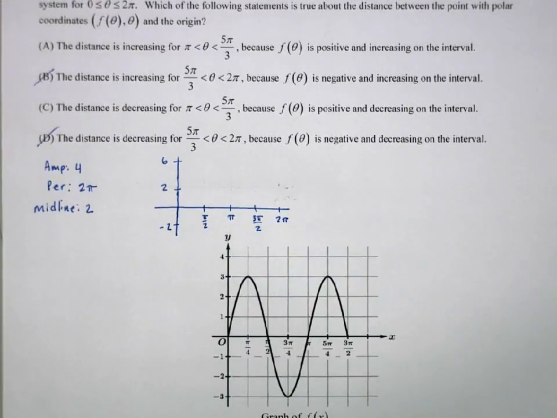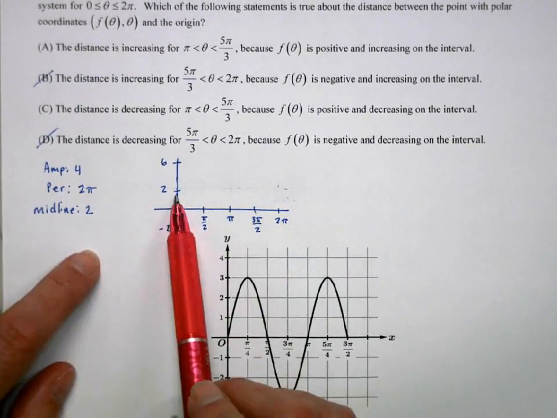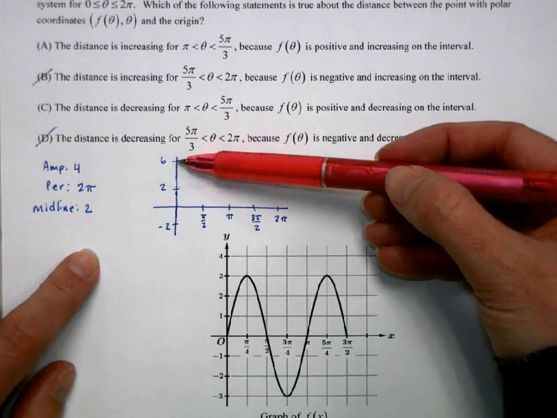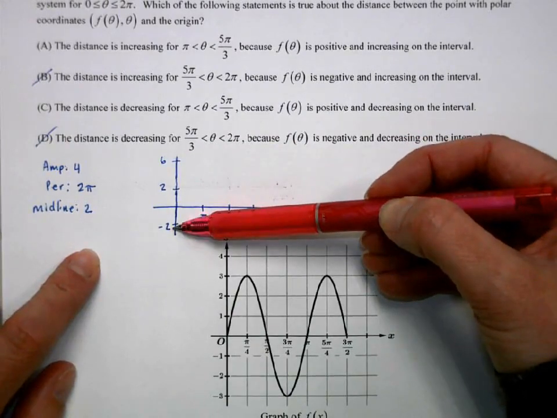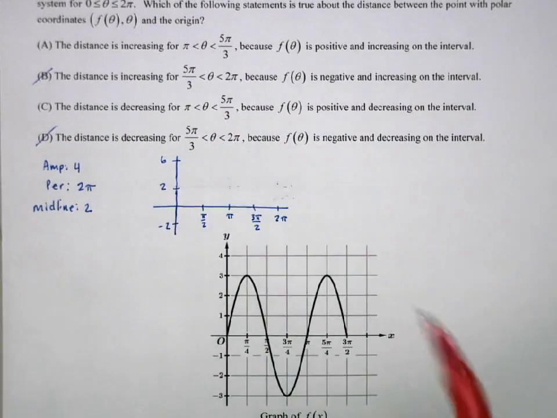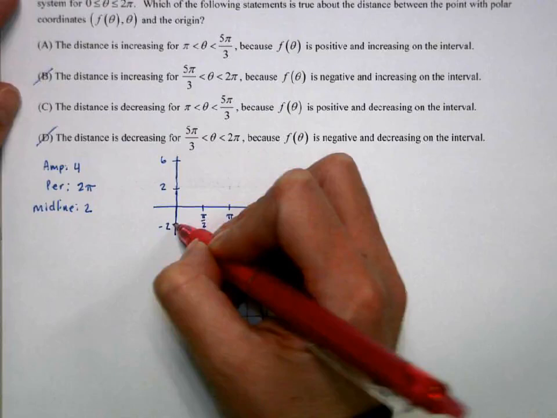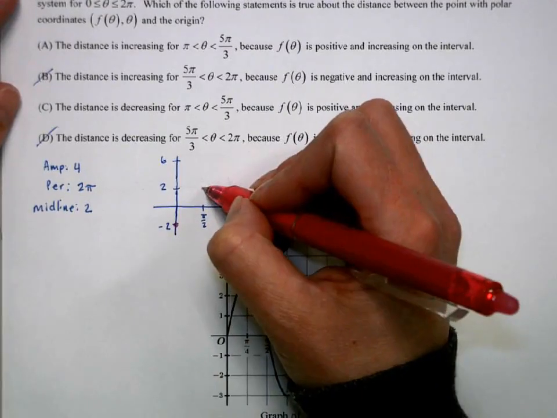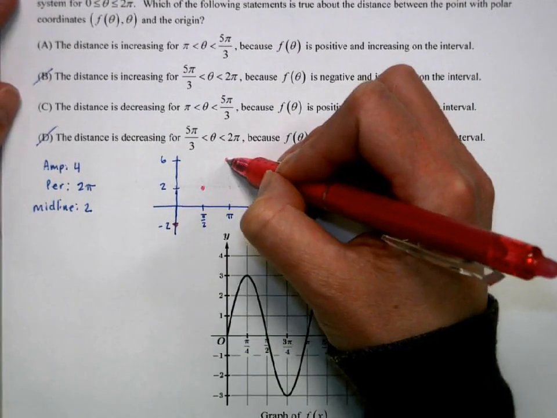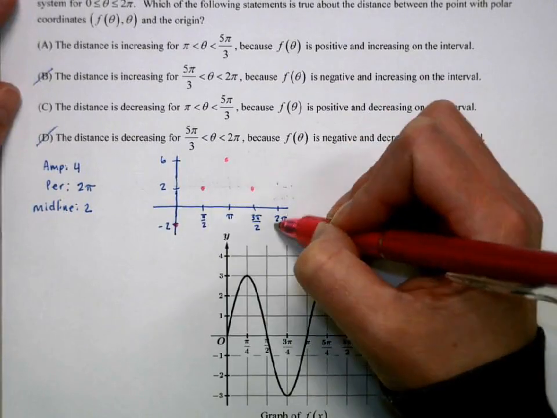So I'm going to draw my rectangular graph. My midline is at 2, and then we have an amplitude of 4. So we're going 4 above that and 4 below that. So down to -2, up to 6. And this is going to be a negative cosine, which means the negative cosine is going to start at the bottom, or the minimum, then go to the midline, then to the max, then the midline, then back down.